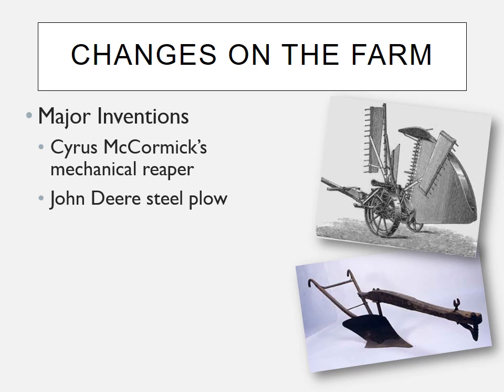So with a steel plow, because steel was so much more strong, it could actually cut through the soil easier and deeper and allow for the seeds to have a better chance at actually taking.